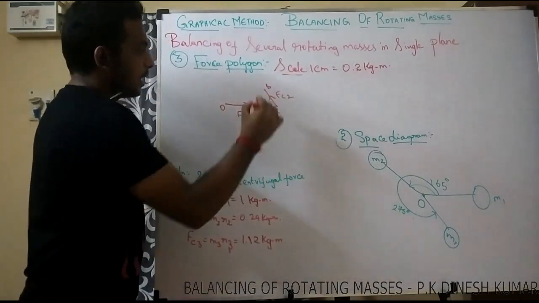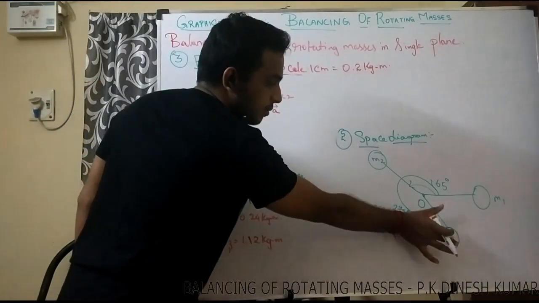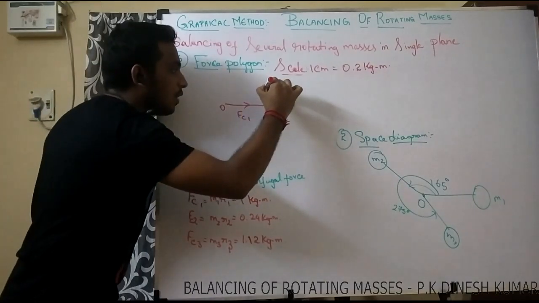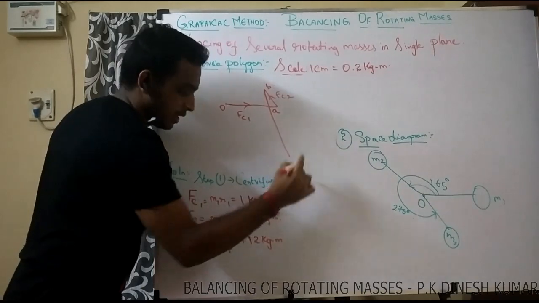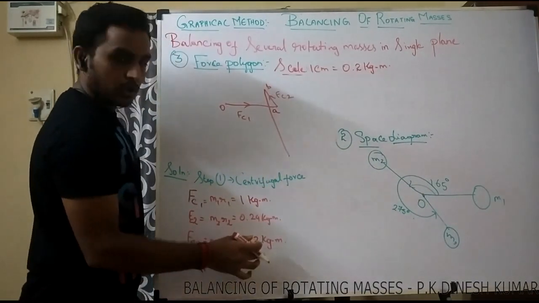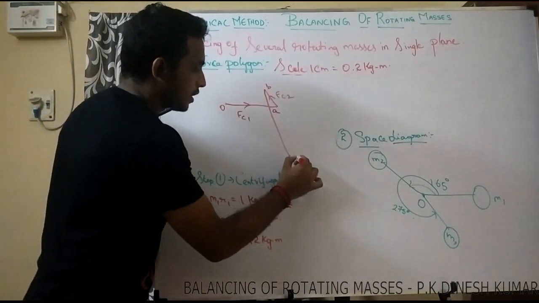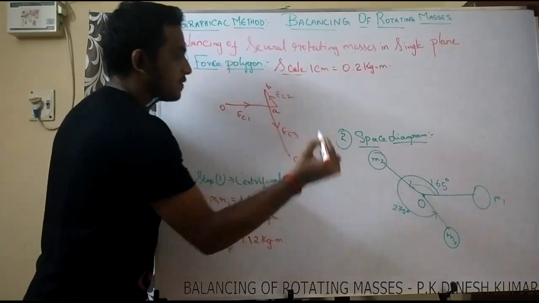Then the out-of-balance force exerted by mass M3. Parallel to here, I am going to draw a line parallel to the mass with respect to the space diagram. The value obtained for the force vector is 1.12 kg meter, and dividing by 0.2, I will get it in centimeter scale. That will give you OC. So this is nothing but FC3.